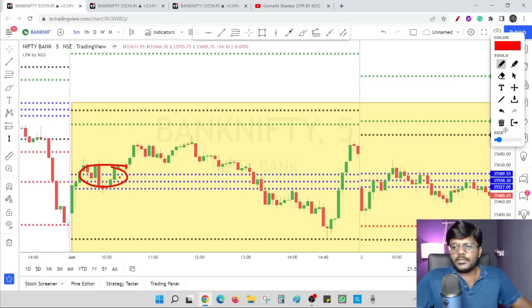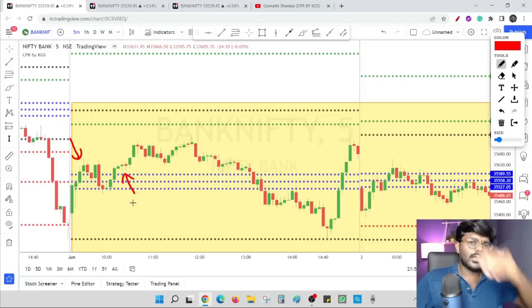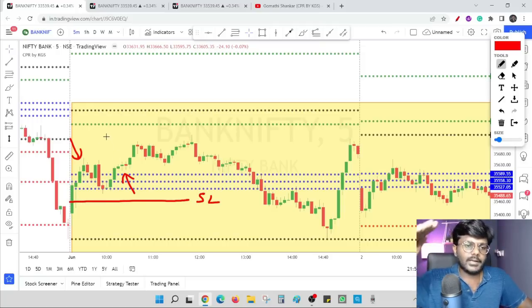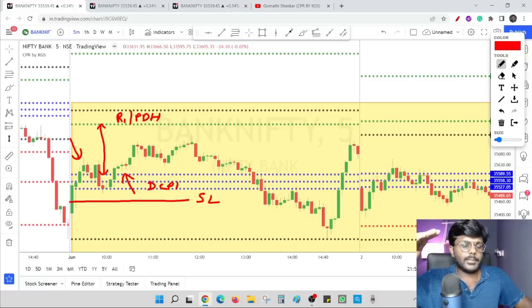So when the prices are coming above daily CPR, when the prices are bouncing from daily CPR, these are the zones for taking long opportunity and place your stop loss below daily CPR. So somewhere around here you can place your stop loss and your first target is going to be the previous day high, R1 zone and daily CPR 50% level.